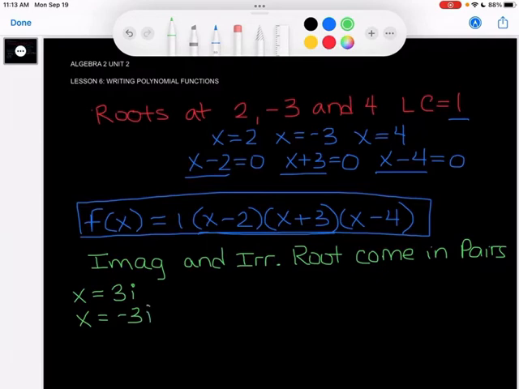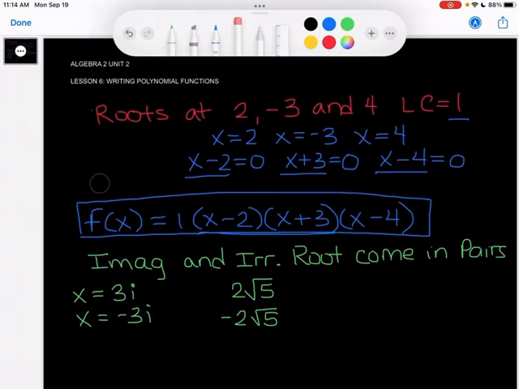Same with irrational roots. Let's say that you have a root at 2 root 5. Well, you must also have a root at -2 root 5. So when you're writing these functions, you have to keep that in mind. They may only say, root at 3i. Well, you have to remember, if it's at 3i, there must be one at -3i. So let's do an example like that.